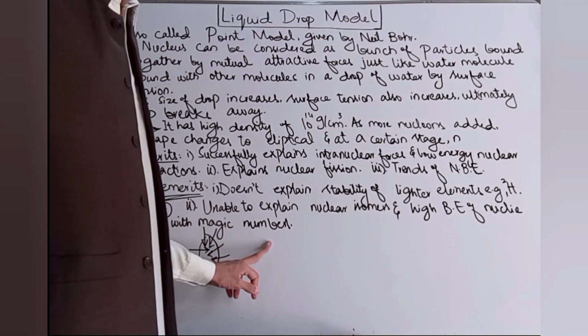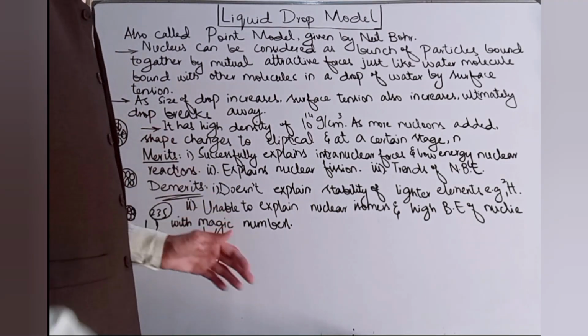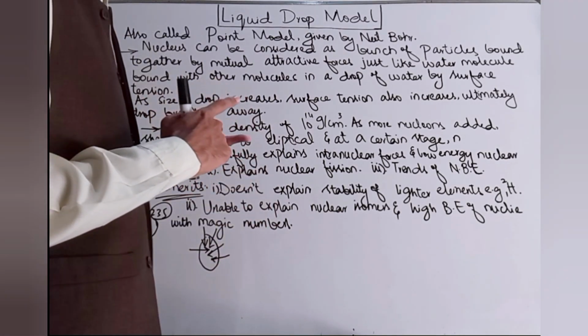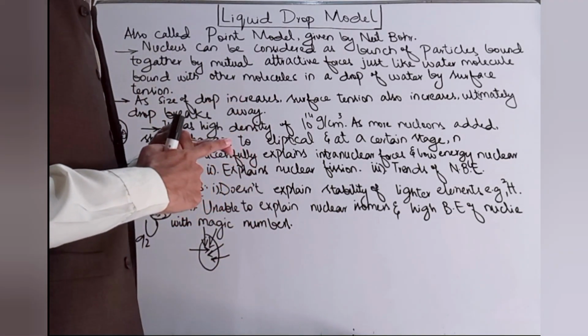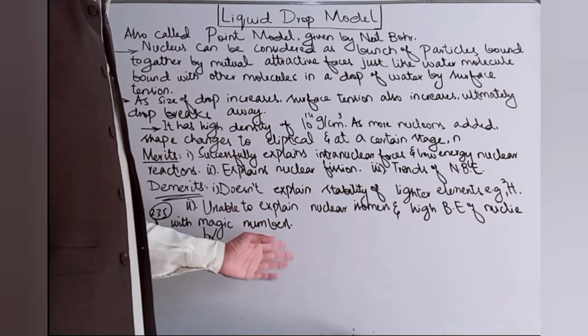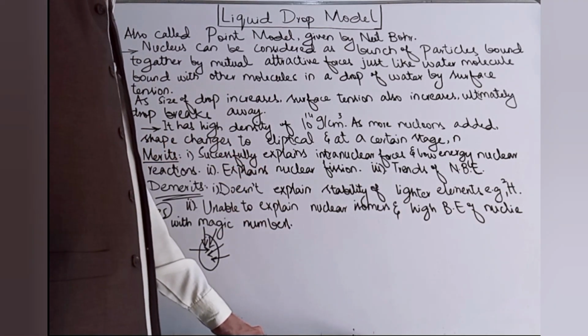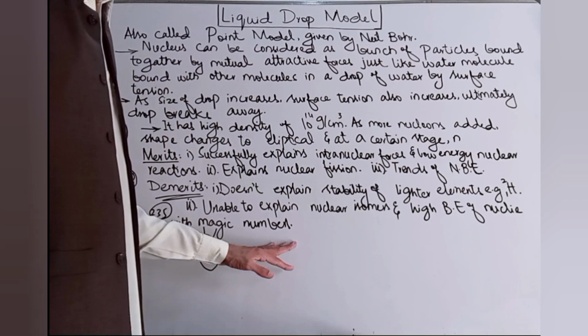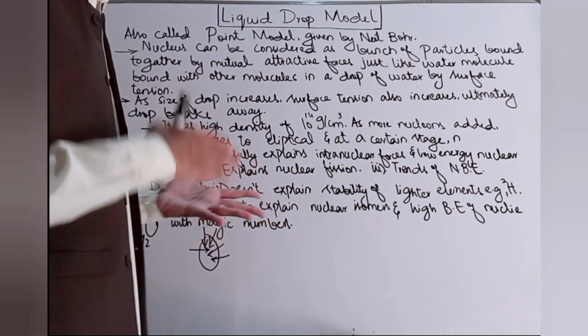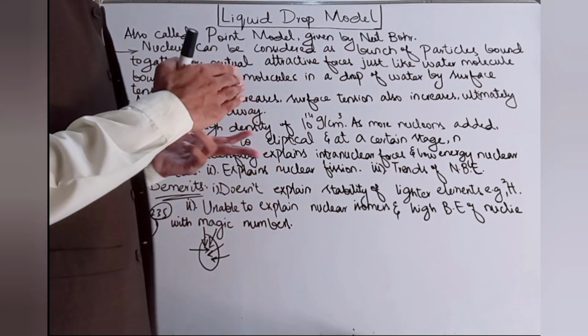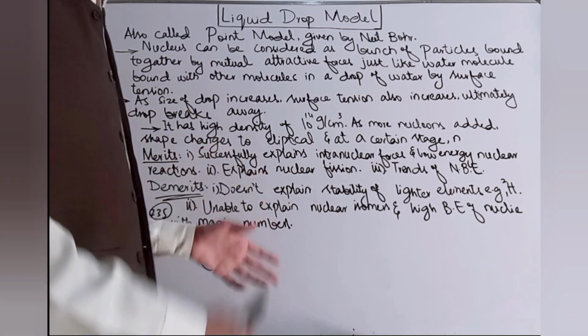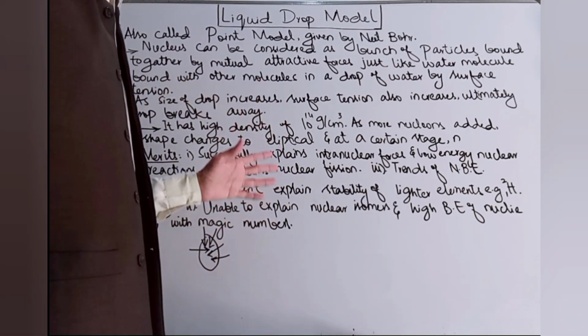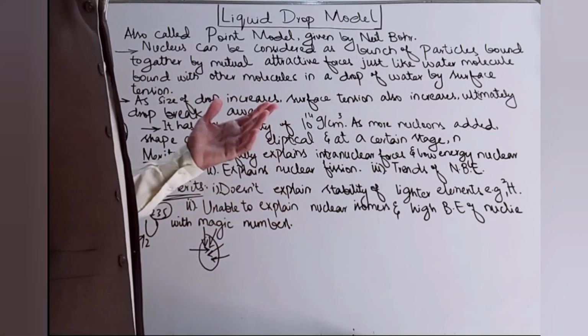The second point is that it is unable to explain nuclear isomers and the high binding energies of the nuclei with magic numbers. So this theory cannot explain the existence of nuclear isomers. As I have explained in one previous lecture, nuclear isomers are nuclides having the same atomic number, same atomic mass, but different energy content. So this theory cannot explain how the nuclear isomers are formed.